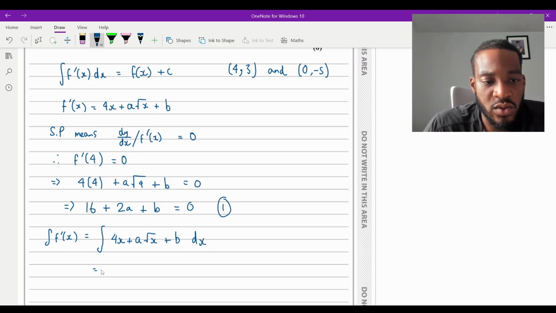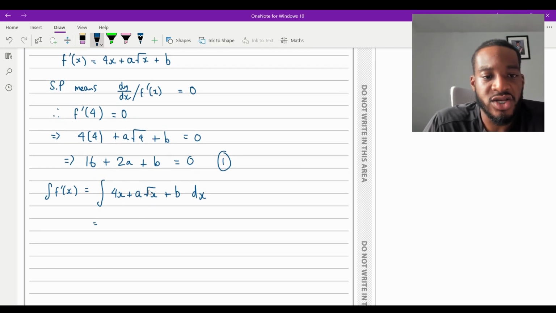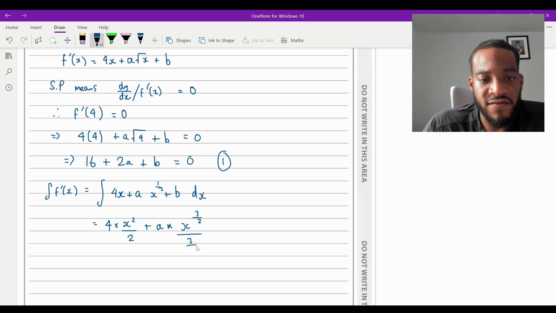Now, firstly I need to rewrite this actually. Root x is the same as x to the power of 1/2, isn't it? So I'm going to replace that root with a half here. And now I'm going to integrate. This 4 is a constant. I'm going to multiply that constant by the integral of x, which is going to be x squared over 2. Add 1 to the power, divide by the new power. Plus a, a is a constant. We're going to multiply that by the integral of x to the half. We're going to add 1 to the half, which is going to be 3 over 2. And we're going to divide by the new power, which is 3 over 2 here.